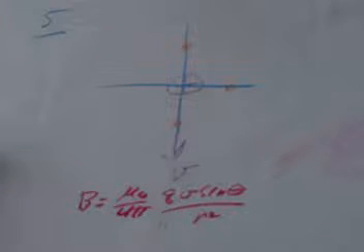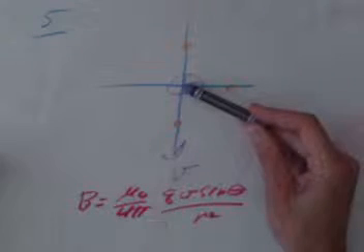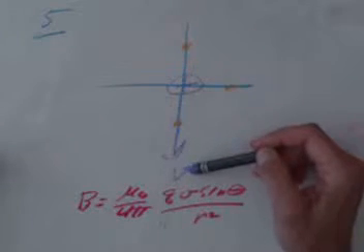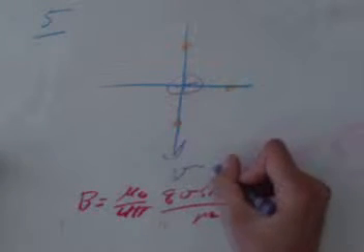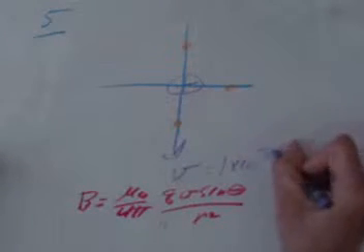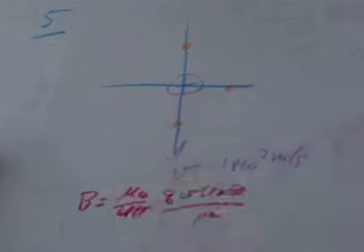Okay, number 5 on the homework describes a problem like this. There's a proton right at the origin of a coordinate system going down this way with some speed v, and the v that's reported in this problem is 1 times 10 to the 7th meters per second. So the proton's humming along down that way.